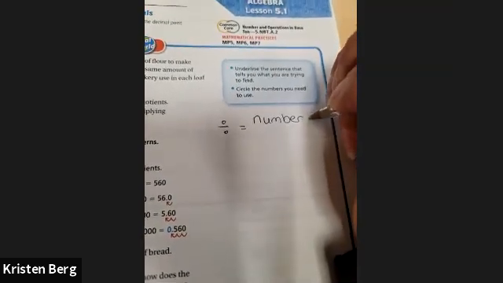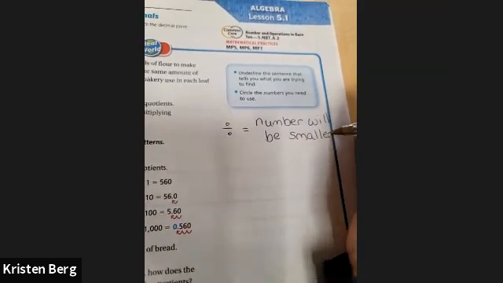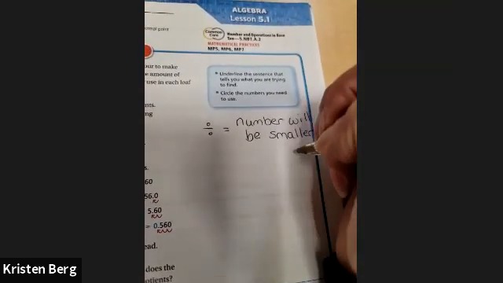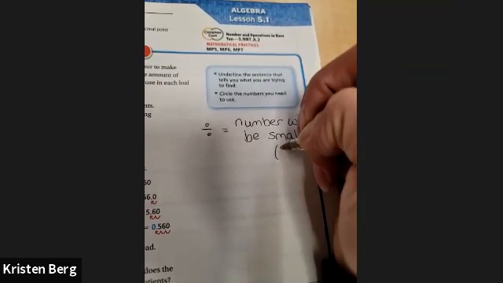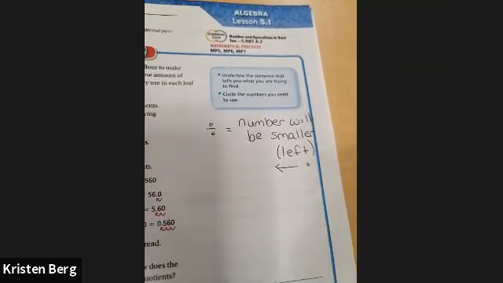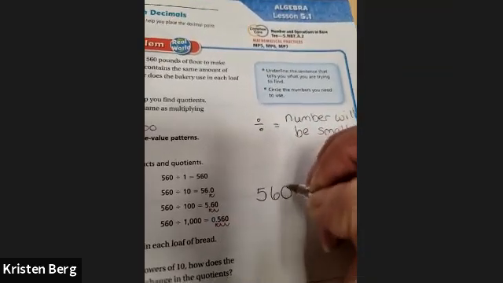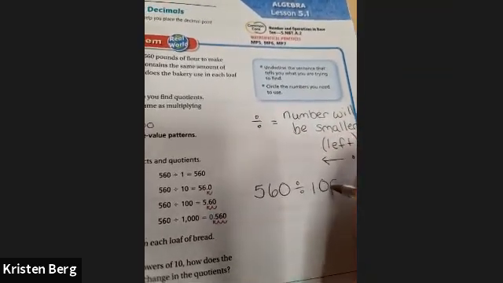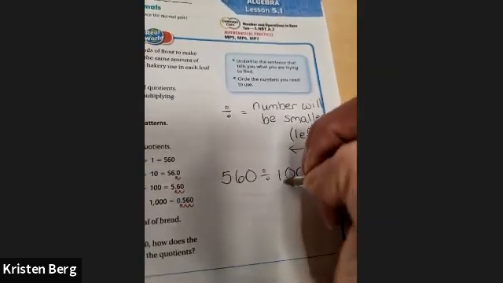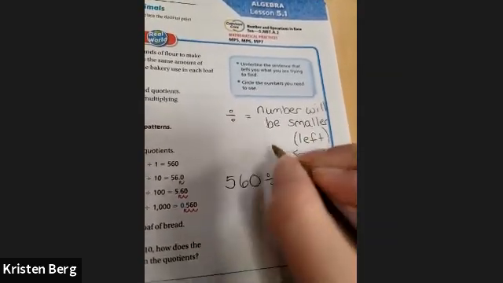Number will be smaller. So remember, when you are getting a number to be smaller, you have to move the decimal to the left. I'll show my little decimal and how I'm moving it to the left. In this case, it is 560 divided by 1,000. Keep in mind that dividing, you are making it smaller, so you are going to be moving it to the left.